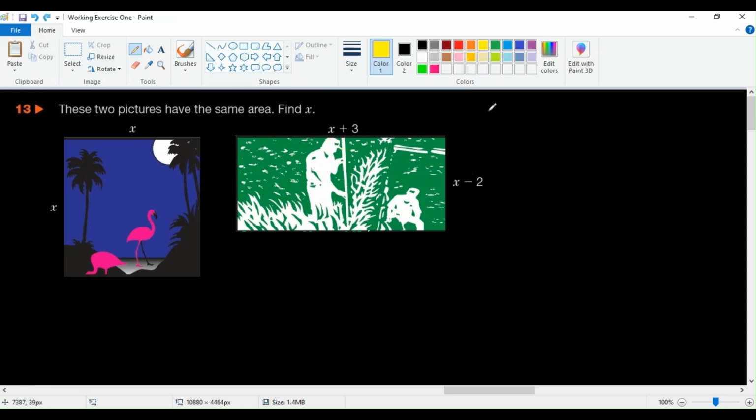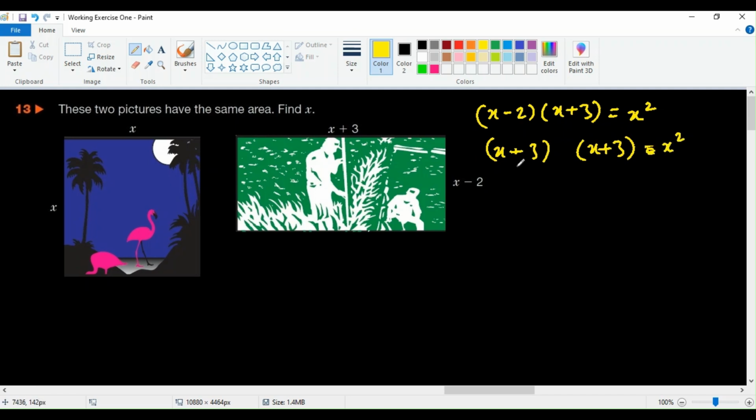It says that x minus 2 multiplied by x plus 3 is equal to x squared, which is this one we are talking about. So in here, what we are going to do is multiply x plus 3 two different times, by x and by minus 2. So this one is going to give us x squared plus 3x minus 2x, and minus times plus is a minus 6, equals x squared.